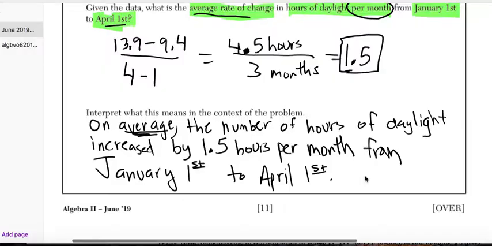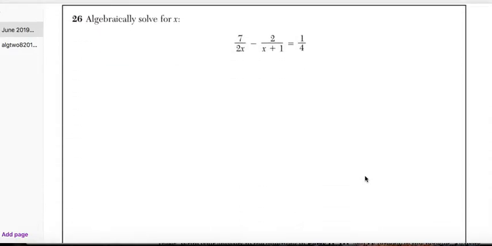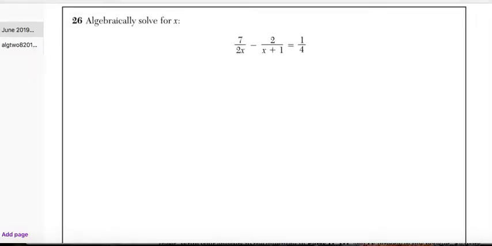I'm moving on to number 26. It's all about rate of change, guys. Okay, solve algebraically for x. What I'm going to do is, so algebraically, obviously, we have to show work, and we need to solve for x. The first thing I'm going to do, guys, is remember the denominator cannot be 0 because you can't divide by 0. So I'm going to make sure we know what x cannot be.